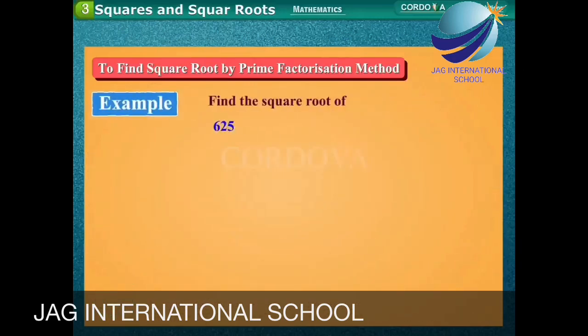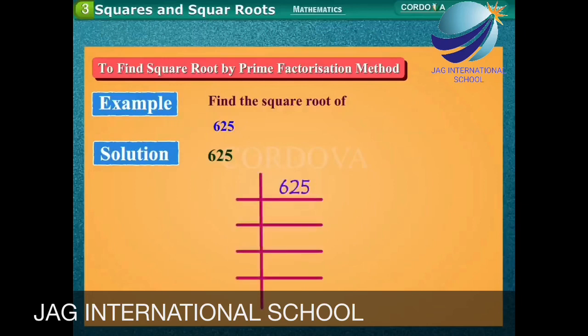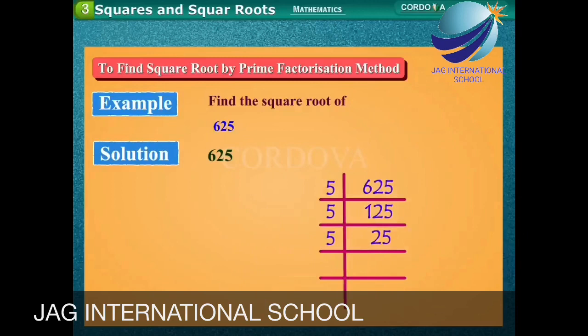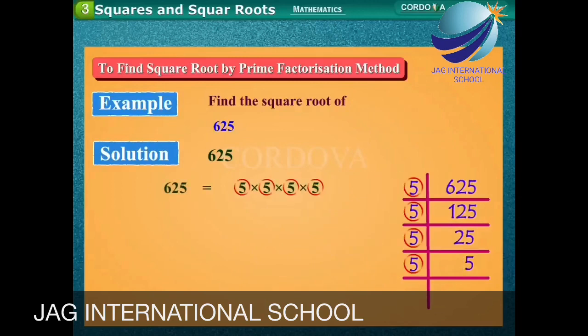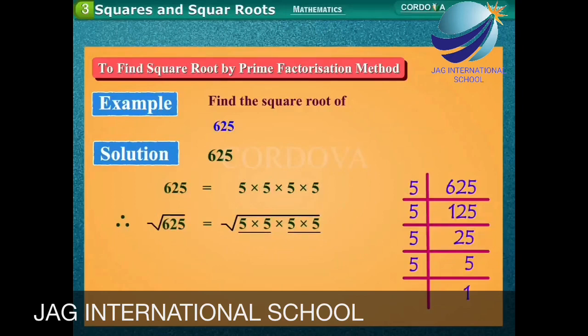Example: find the square root of 625. Solution: 625 is equal to 625 divided by 5, 125 divided by 5, 25 divided by 5, 5 divided by 5, 1. 5 into 5 into 5 into 5. Therefore, square root of 625 is equal to 5 into 5 into 5 into 5, which is equal to 5 into 5, which is equal to 25.